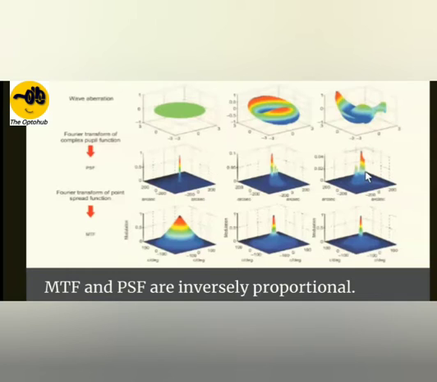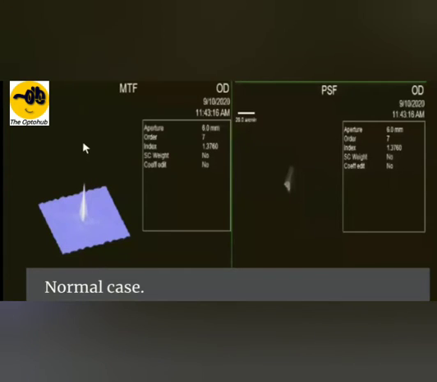That means whenever there is more PSF, the light is getting more spread on the retina. It's not reaching a pinpoint location. And the more the spread of the light from any object, the less will be the contrast reaching the fovea. I'll show you an actual case over here.